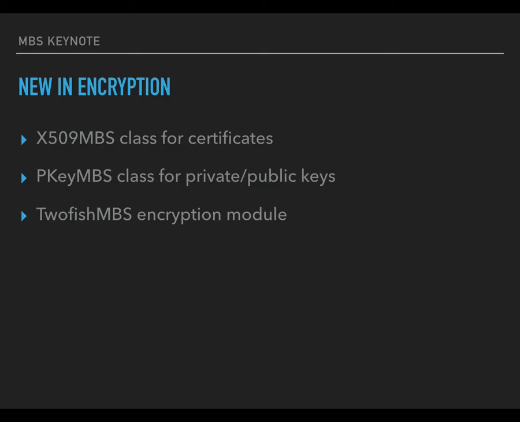For the encryption plugin, I added an X509 class for inspecting certificates. So you can see the metadata of the certificate and get the private keys or public keys. And for that, we also added a PK class, which allows you to take a look at those keys, like getting a text representation to display to the user. Besides having AES encryption and Blowfish encryption, I also added Twofish encryption. So if you have data which needs to be encrypted using yet another encryption algorithm, please try it.